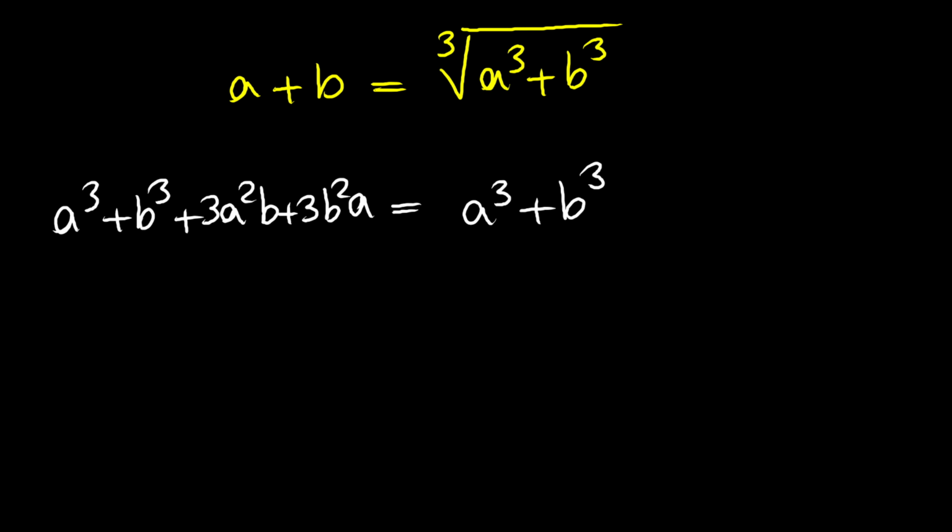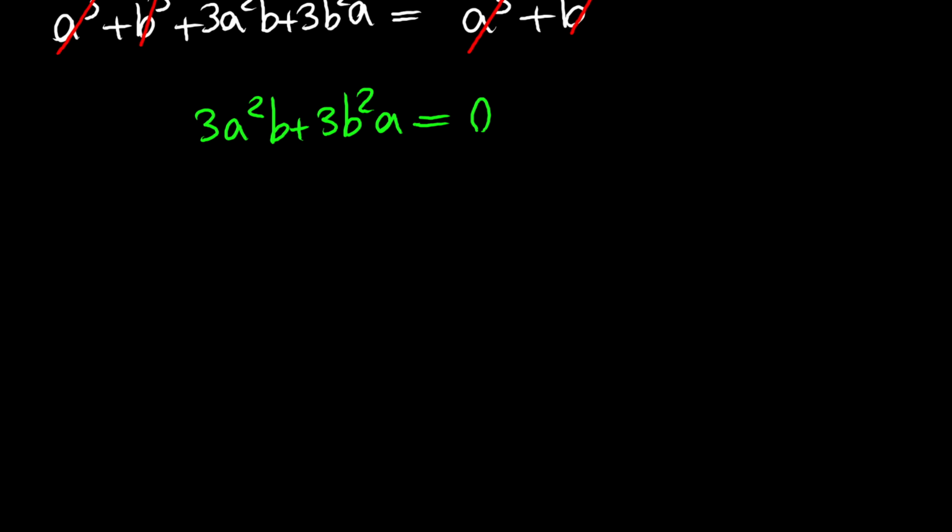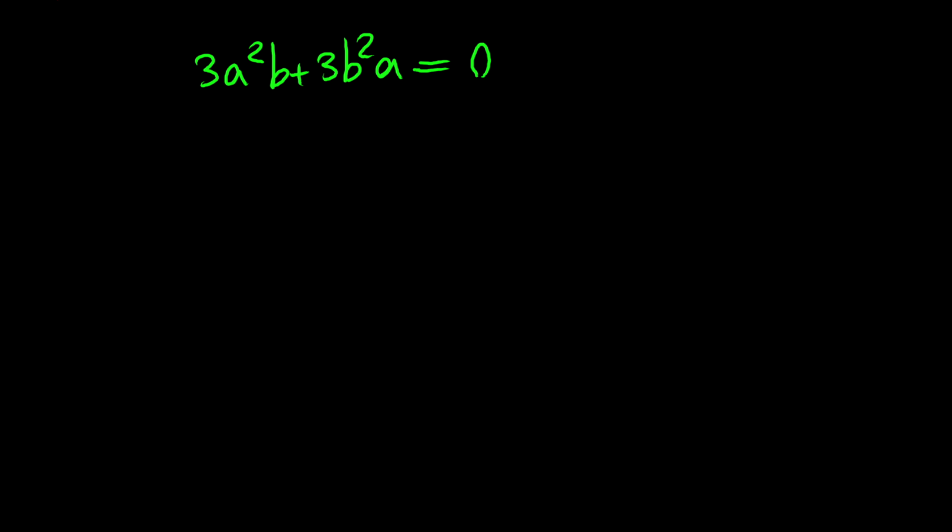Notice that I used the binomial theorem for expanding the left-hand side. And now it is obvious that I can cancel this with this one and this one with this one. So we're going to be left with 3a squared times b plus 3b squared times a equals 0. Next, we can factor the left-hand side. So it is 3ab times a plus b, and it is equal to 0.